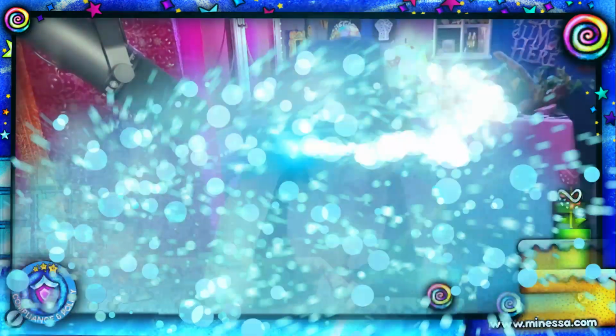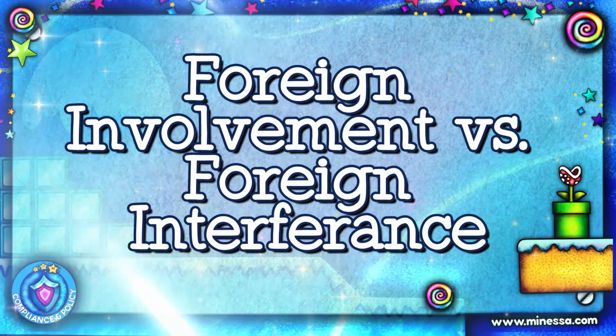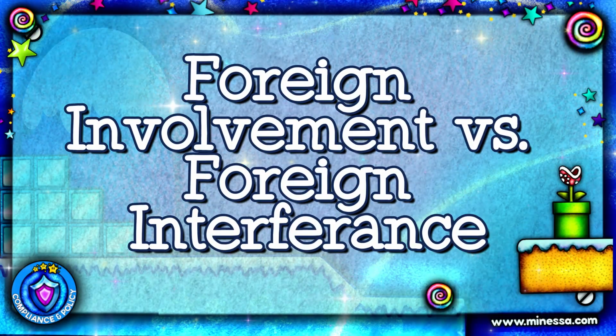Okay. Now, we talked earlier about the difference between foreign component and foreign interference. Okay, so the NIH distinguishes between legitimate foreign involvement in research and inappropriate foreign interference. Okay, so those are different things.